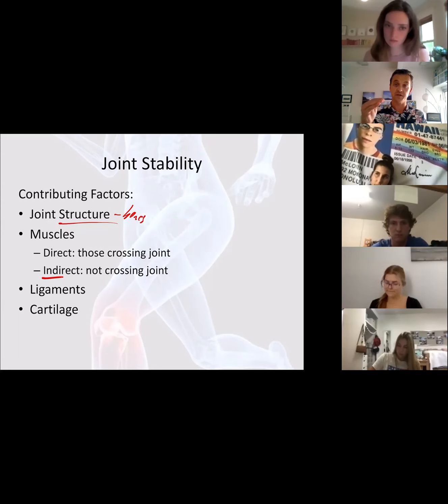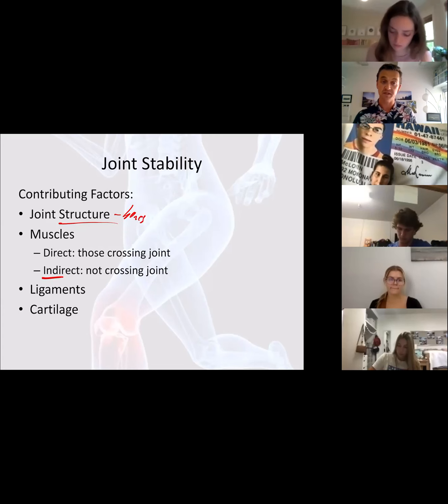Okay, so we got joint structure, we got muscles, and then ligaments, obviously, depending on the joint. Some joints have a lot of strong ligaments, some have kind of weak ligaments, and they can provide various levels of stability.